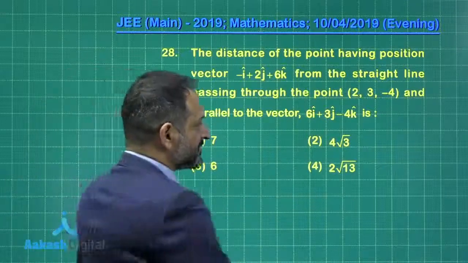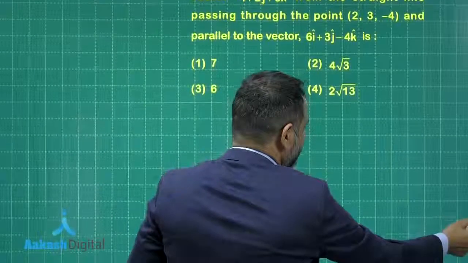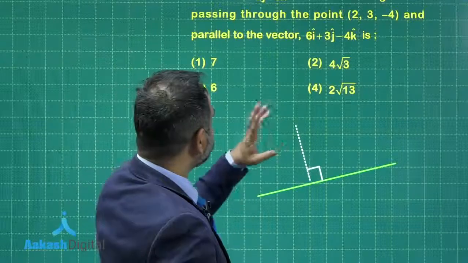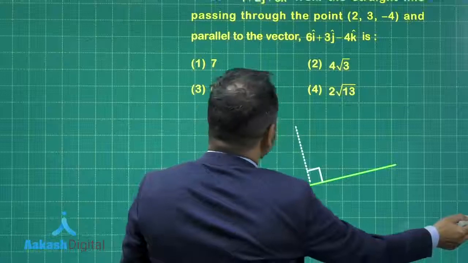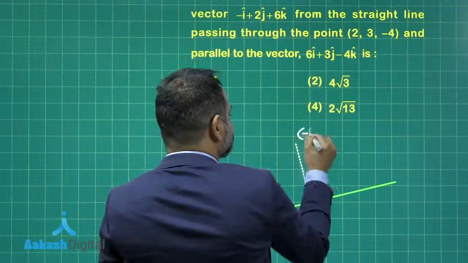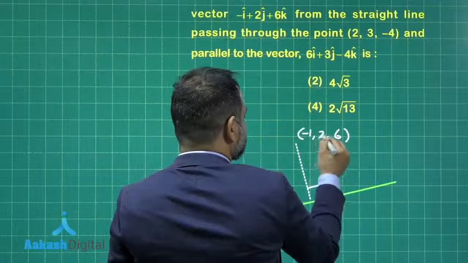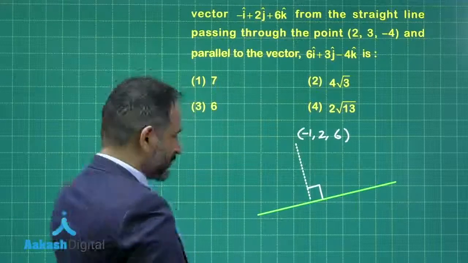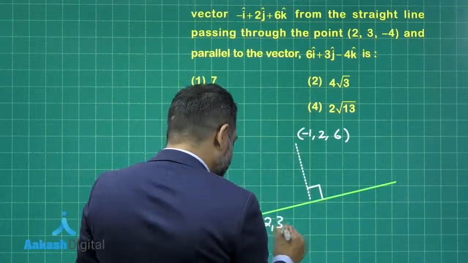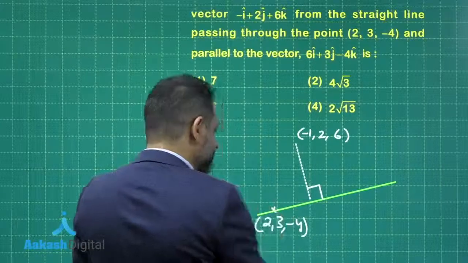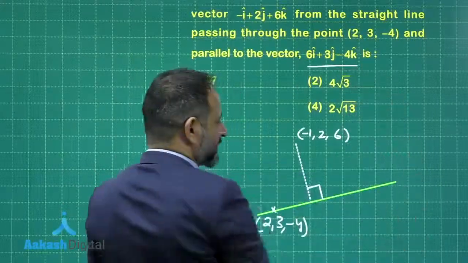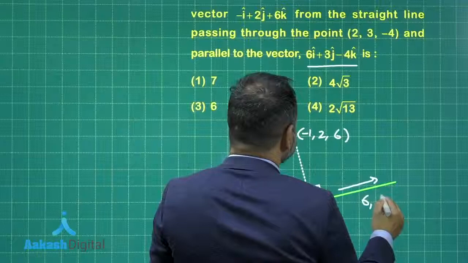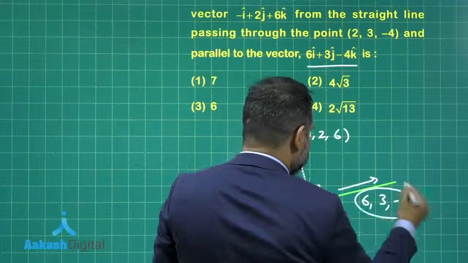So, let us see first what is actually the figure for this problem. You can notice this figure, what is given. It is given that this point is known to us. This point is minus 1, 2 and 6, and this is a line which is passing through 2, 3 and minus 4. So, this is the point, and again it is parallel to this vector. So, definitely the direction ratios of this line are 6, 3 and minus 4. So, these are the DRs.